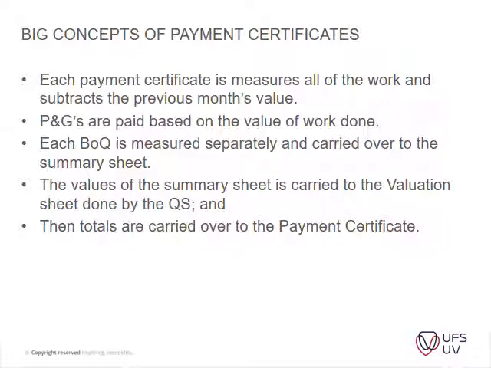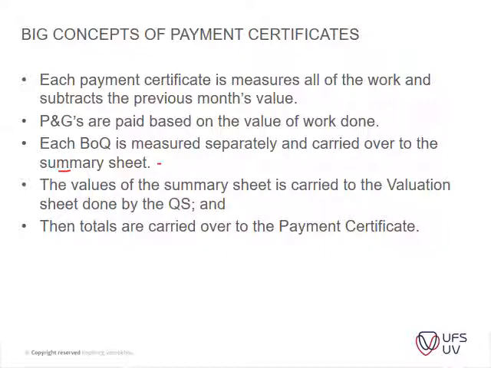Then the P's and G's are usually based on the value of work done, and in your case I will usually give the P's and G's, so you don't have to worry about them. Also, as a side note, which I haven't put down here, there will only be one bill that you usually look at. There will not be more than one bill, although on the summary sheet you will have to add and subtract all of the items whenever you do that. Each bill BOQ is measured separately and carried over to the summary sheet.